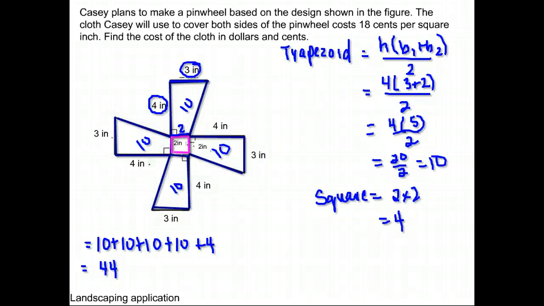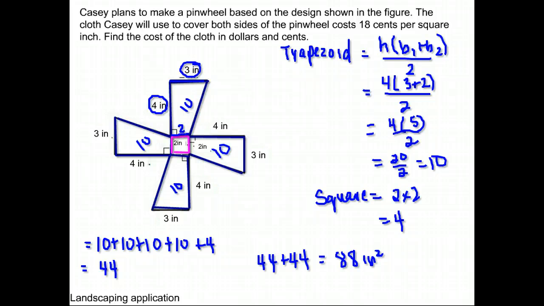44. Very good. Now they didn't just ask for the area, they asked for how much it would cost to cover this on both sides. So let's say this is the front and then there's a back side. Okay, so we need to cover 44 square inches on the front and 44 square inches on the back. Okay, so we're going to double it, and we have 88 square inches to cover.